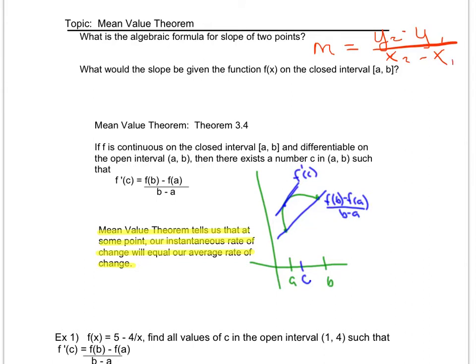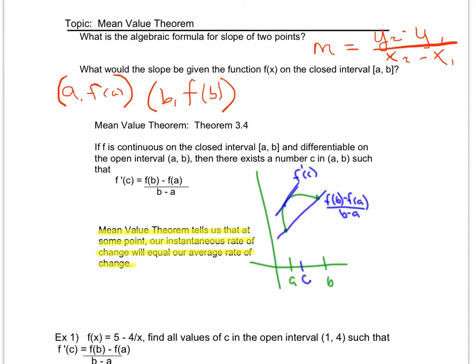Well, what if instead of being given 2 points, x1, y1 and x2, y2, we're told that we had a function on some closed interval from a to b and we wanted to find the slope of that? Well, if I have a closed interval, I should be able to plug each of my endpoints in to find their y values, and then I can use those to once again use my algebraic slope formula. So if I plug my first endpoint a into my function, I get f of a. If I then plug my second endpoint b into my function, I get b comma f of b.